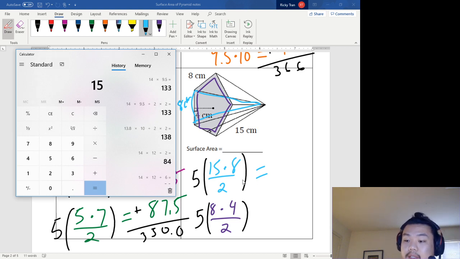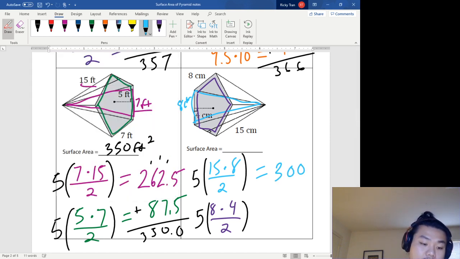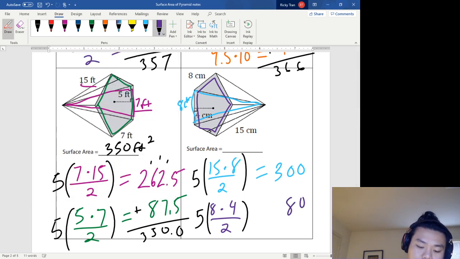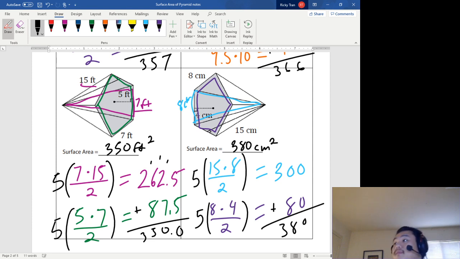So 15 times 8 divided by 2 times 5. 300 at the top. Then we have 8 times 4 divided by 2 times 5. 80. Okay, add them together. Nice and easy. 380 centimeters squared. Okay.